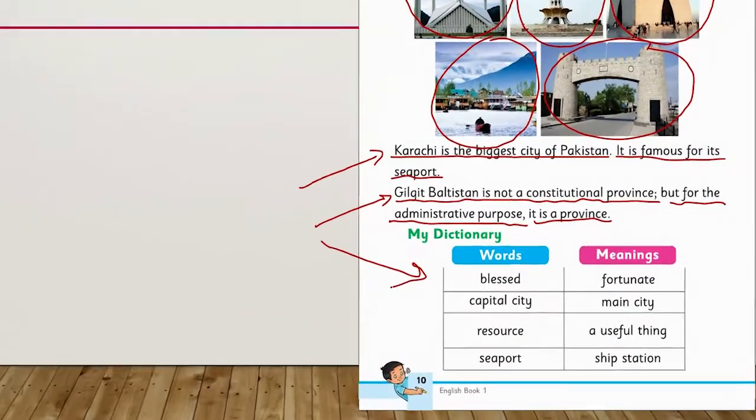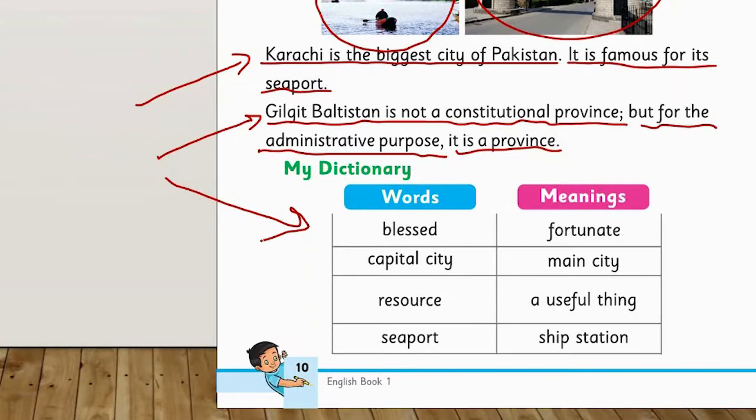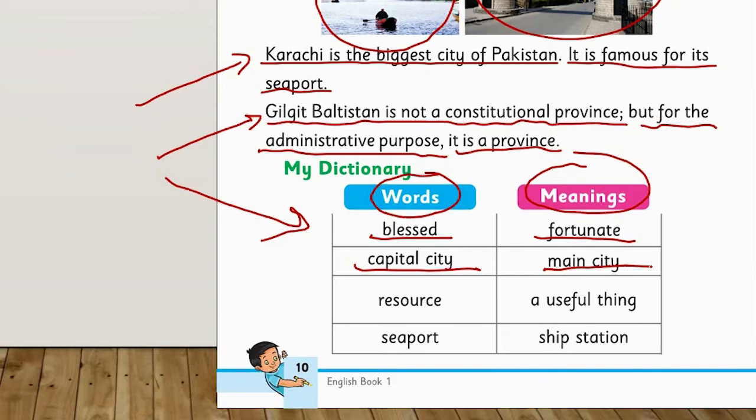There is a small dictionary, read out loud, words and their meanings. The first word is blessed, fortunate. Capital city, the main or the big city. Resourceful, resource means a useful thing.